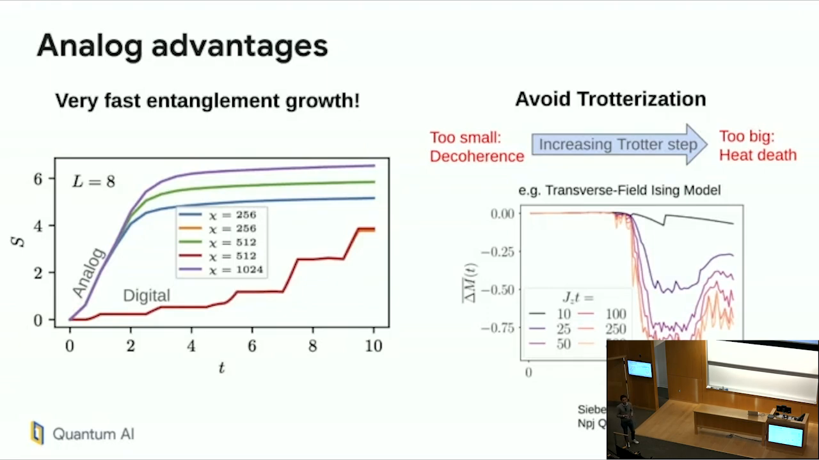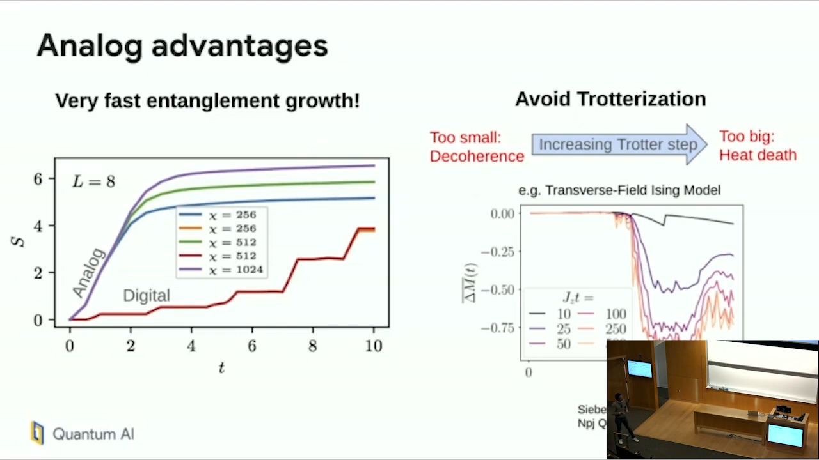A key advantage is that in analog, we have very fast entanglement growth, as is shown on the left here. So here we simulate the entanglement entropy, both in an analog circuit, but also in an analogous digital circuit. You can see it grows much, much faster in the analog case. That's simply because we have all the couplings on at the same time instead of applying layers of gates.